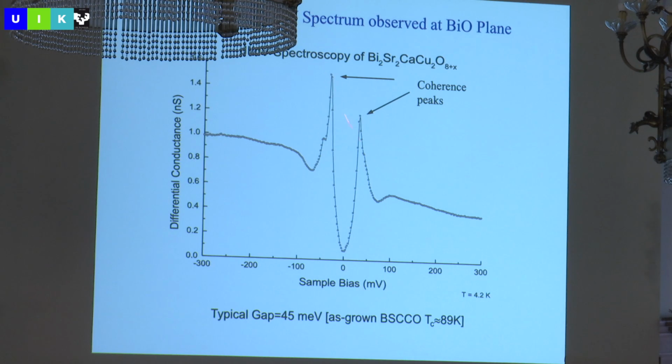This gap is really large. It's about 30 to 50 meV. This is 45 meV. You can see these tall coherence peaks, but you can also see that there is density of states inside the gap. So this is not a conventional S-wave superconductor. An S-wave superconductor would have no density of states inside the gap. This tells you that you have excitations inside the gap, and that's because the gap in this case is a D-wave gap with nodes.